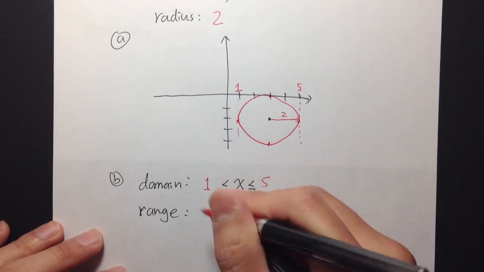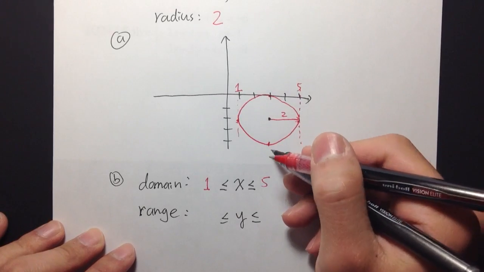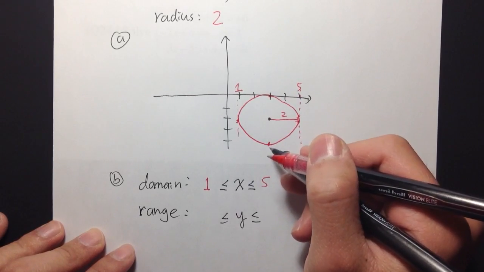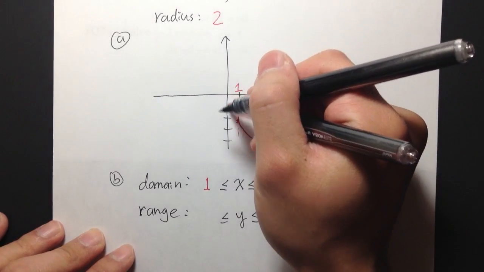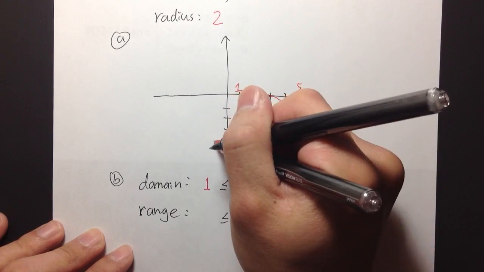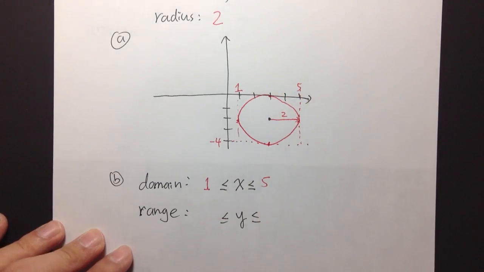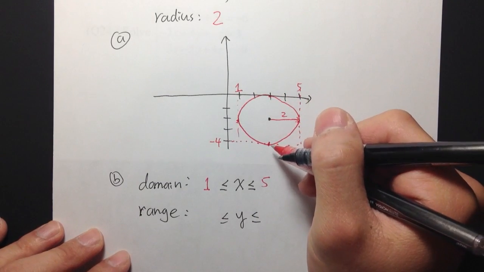Okay, so let me write down. It's all the y values. And we are looking at the lowest point of the y value, which is this point. And let's see, this is 1, 2, 3, 4. And since it's going down 4 times, this is -4. Right? This is the lowest point of the y value.